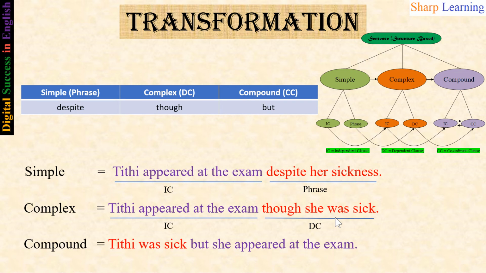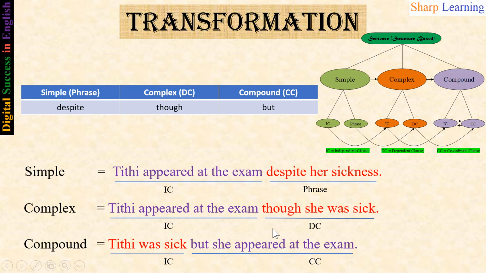Then compound sentence: Tithi was sick. Yes, it will come first because it is the first event. But she appeared at the examination. It has been a CC. See here, IC and CC. So, have you noticed the basic sense of conjunction? In a simple sentence, for making a phrase, we have used despite. In a complex sentence, for making DC, we have used though or although. In a compound sentence, for making CC, we have used but.